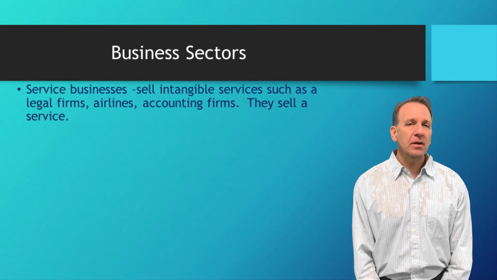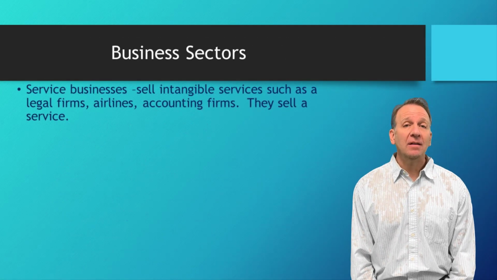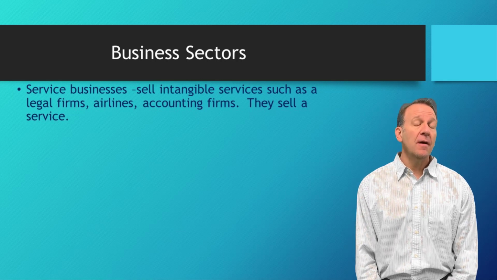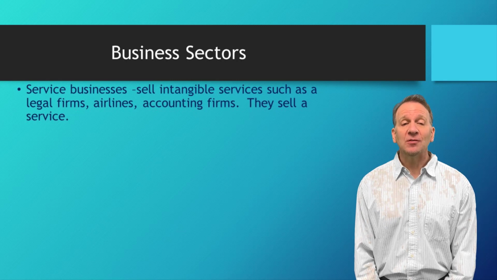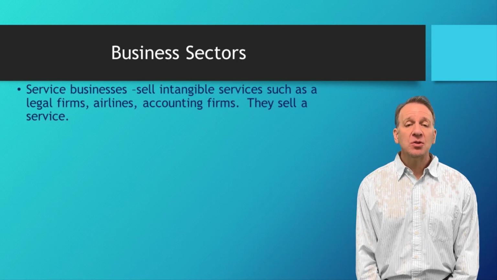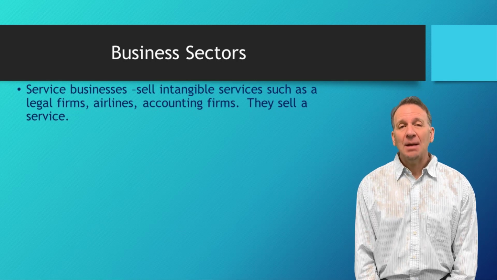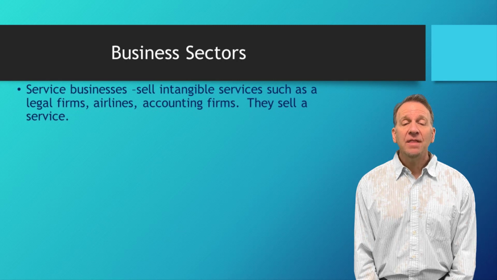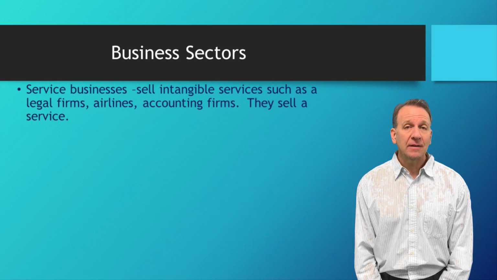Now let's take a look at the different types of business sectors out there. We're going to look at three very common types of business sectors. The first one is the service business. Businesses that are a service are going to sell an intangible item. Examples are legal firms, accounting firms, airlines. They sell a service to the public.